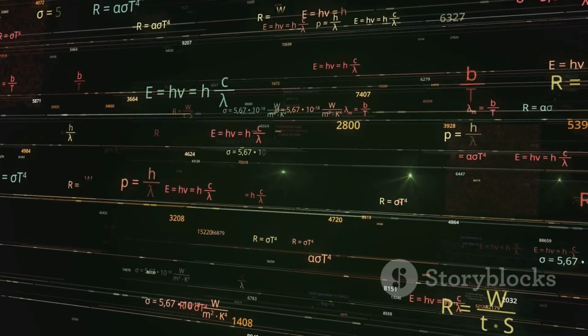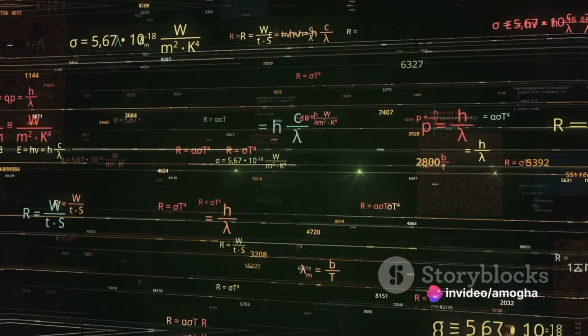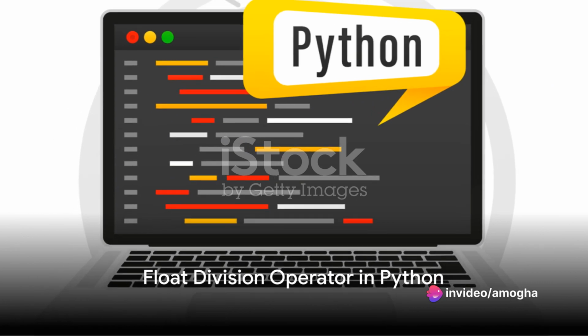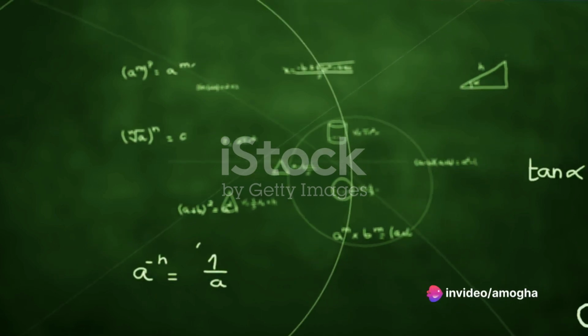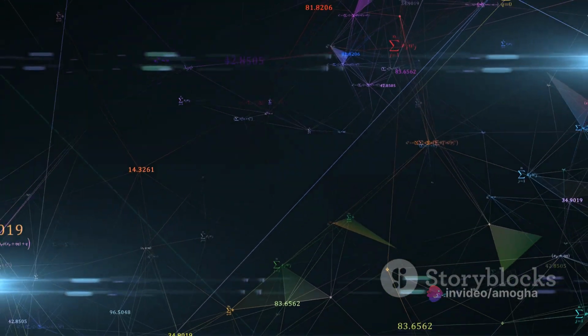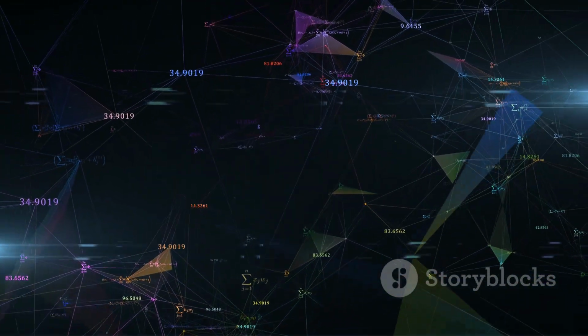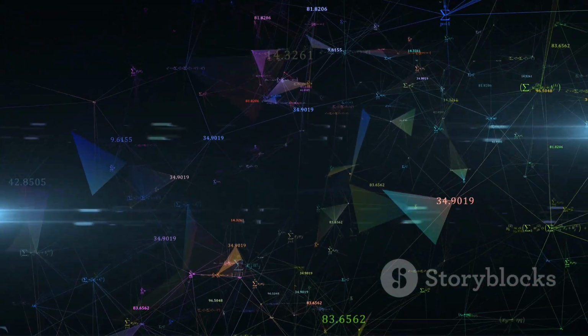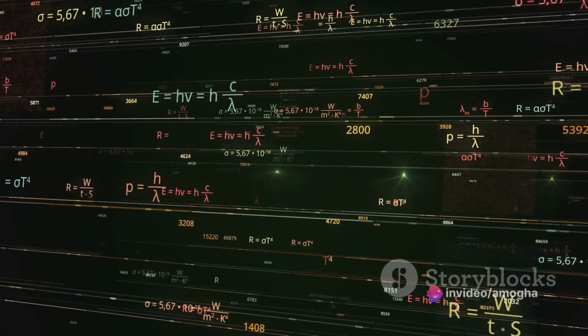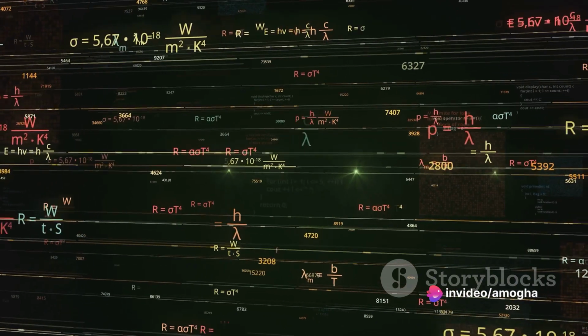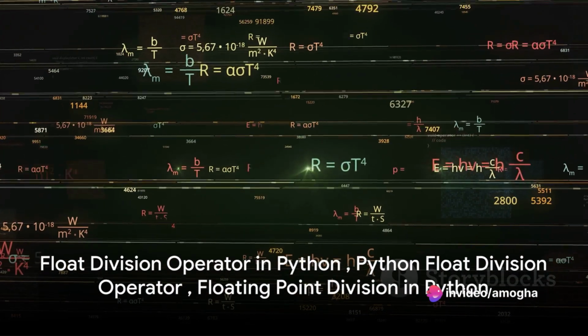In the next scene, we'll delve into how the float division operator works. The float division operator in Python is represented by a single slash. In the world of Python, this operator is a mathematical whiz. It divides the value on its left by the one on its right, returning a floating point number. For instance, when you use the float division operator with 5 and 2 like this, 5 / 2, Python will hand you back 2.5. It's that simple. That's the float division operator for you.